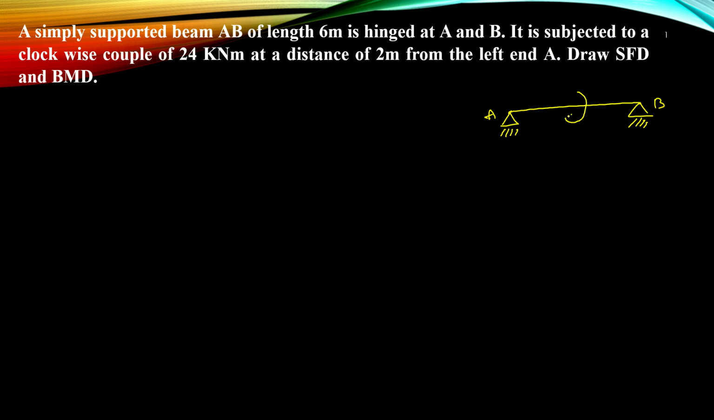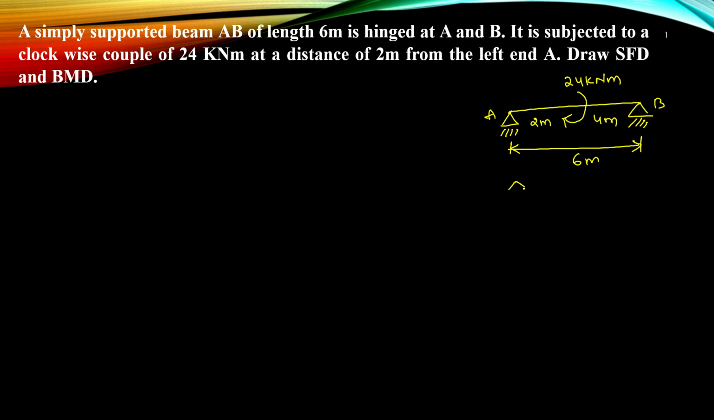So it is basically a clockwise couple of intensity how much? 24 kilonewton meter at a distance of 2 meters from the left end. Okay, and what is the total span of this complete beam? It is 6 meters, so obviously this remaining distance would be 4. Okay, we are asked to sketch the shear force diagram and bending moment diagram.